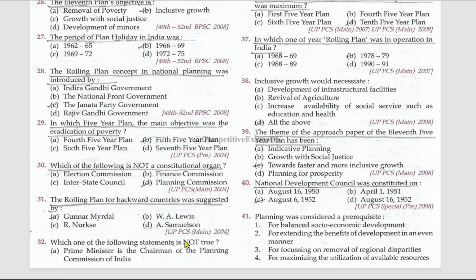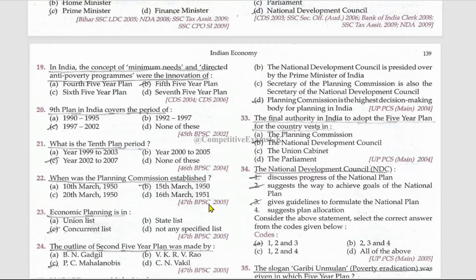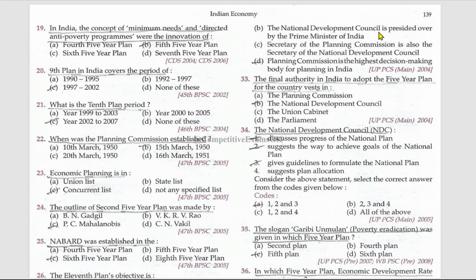Which one of the following statements is not true? Prime Minister is the chairman of the Planning Commission of India. This is true. The National Development Council is presided over by the Prime Minister of India. True. Secretary of Planning Commission is also the Secretary of National Development Council. True. Planning Commission is the highest decision-making body for planning in India. No. The final authority in India to adopt the five-year plan for the country rests in the National Development Council.